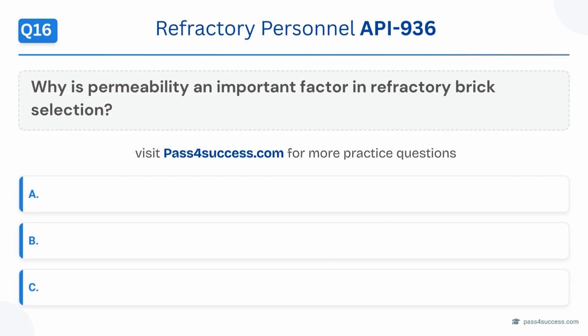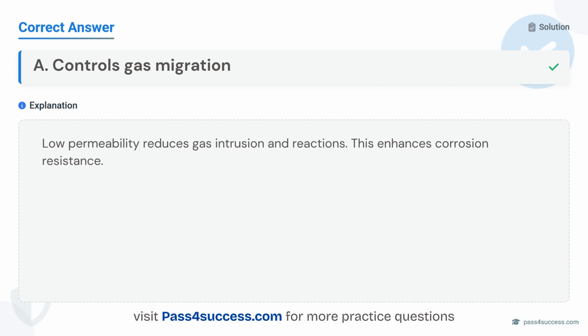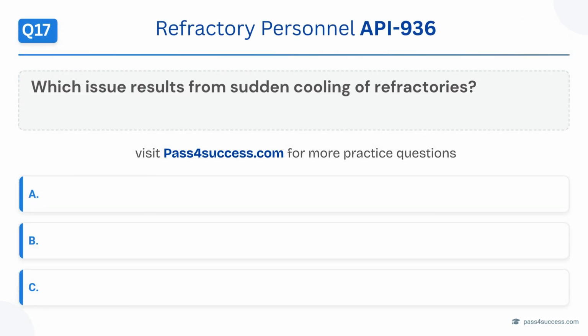Let's see how sharp you are. Why is permeability an important factor in refractory brick selection? A. Controls gas migration. B. Reduces slag flow. C. Increases flexibility. Correct answer is A. Controls gas migration. Low permeability reduces gas intrusion and reactions. This enhances corrosion resistance.